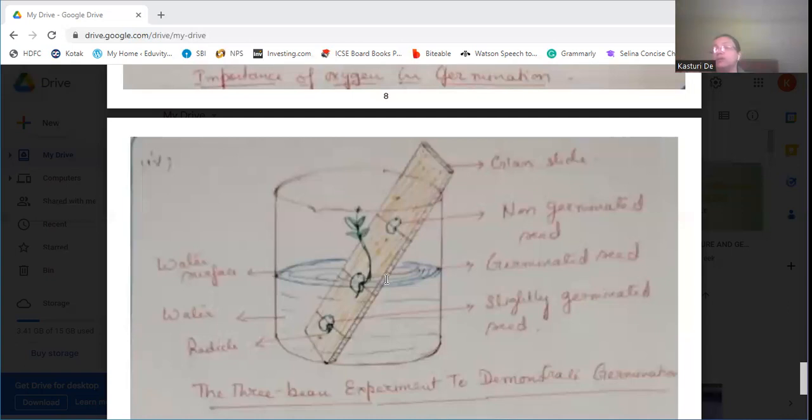But the third one is outside the water level. So water is not there, only air is there, and also suitable temperature is there, but water is not there. So something is missing. If any of the conditions is missing, then it will not grow.